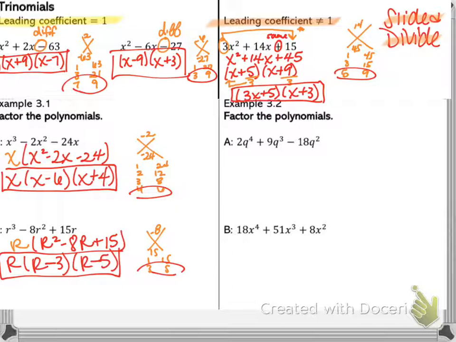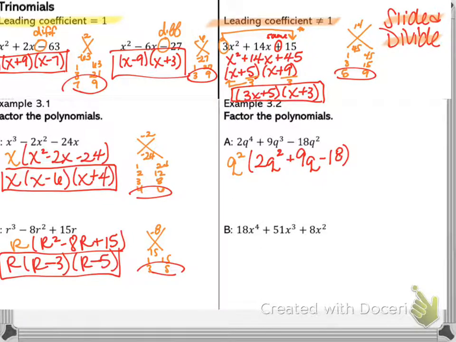We have 2q to the fourth plus 9q cubed minus 18q squared. This is actually the same exact problem we had in 1.1, or actually 1.2a, where we just factored. But in this particular case, they want us to factor completely, not just the GCF. So if we were to just do that first step, the same way we did before, we would have q squared, and then inside the parentheses, we would have 2q squared plus 9q minus 18.